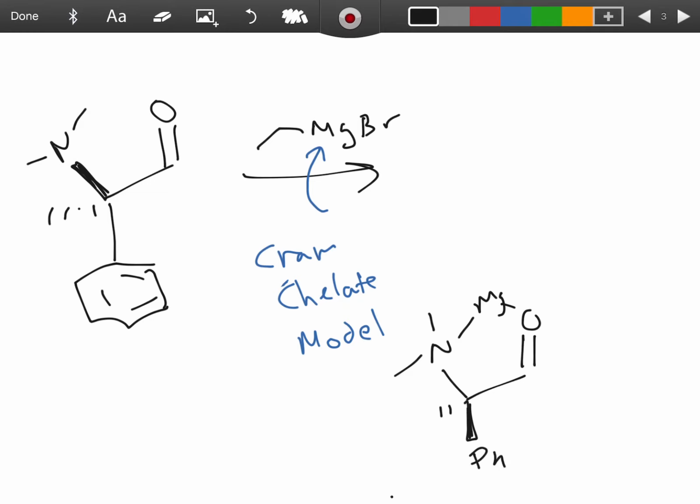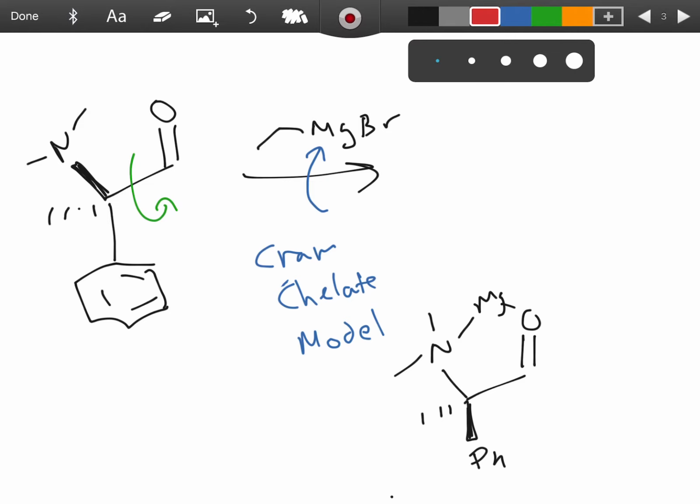Phenyl is forward, methyl is back. So basically all I did is I just kind of pushed the nitrogen back. And so that when this bond rotated right here, that nitrogen getting pushed back pushes that phenyl group to the forward position.